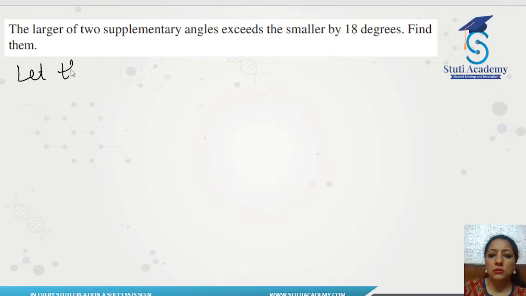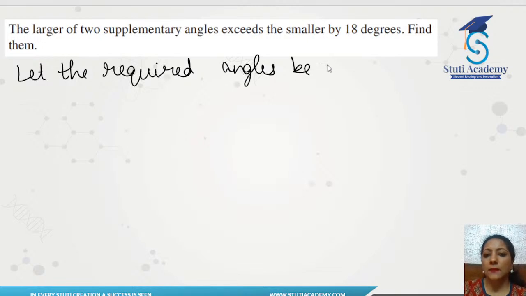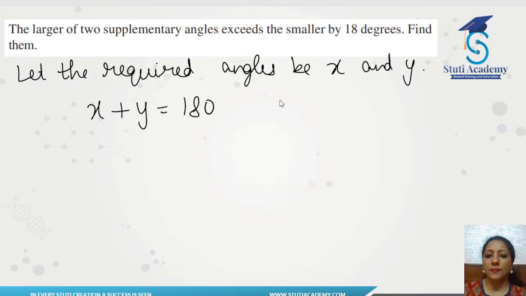So let the required angles be x and y. Now it is given to us in the question that the angles are supplementary. So we can say that x plus y is equal to 180 degrees. It's also given to us that the larger of the two supplementary angles exceeds the smaller by 18 degrees. This means the difference between these two angles is 18 degrees.